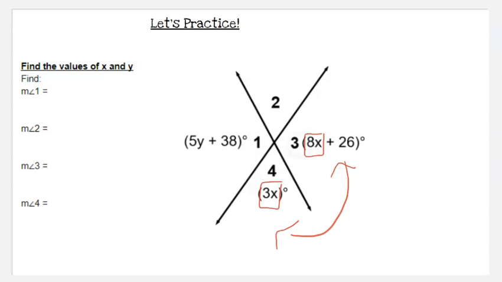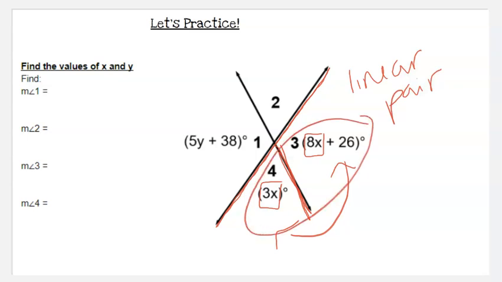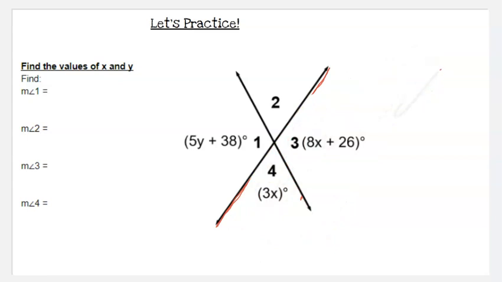If we look at angle 3 and angle 4, we notice that they're on the same line and they're just sharing that side. So this would be a linear pair. So they are going to be supplementary. These two angles right here are going to sum to 180, which means we can set up an equation to help us solve for the value of x because we know that this and this add to 180.